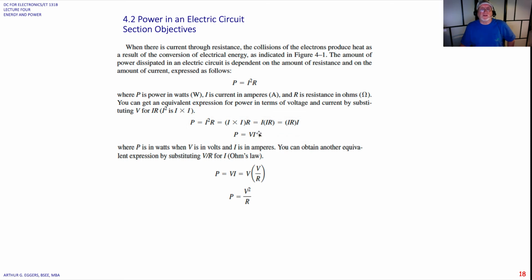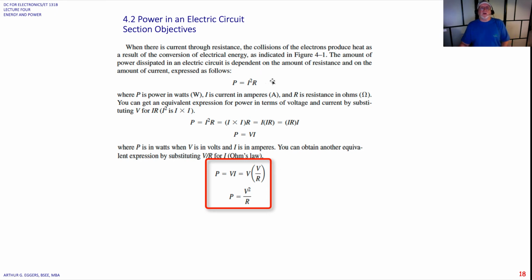We'll take it one more step. In this case, we're looking at voltage and current. You can obtain the other equivalent expression by substituting V over R for I. So we use the same terms that we had up here. Power is equal to V times I. Now we're going to substitute V over R for I, and we end up with V squared over R.